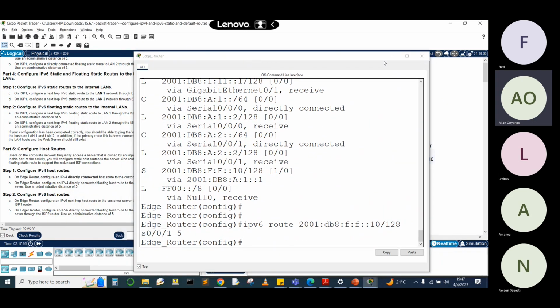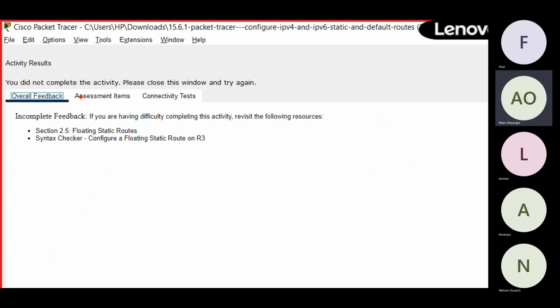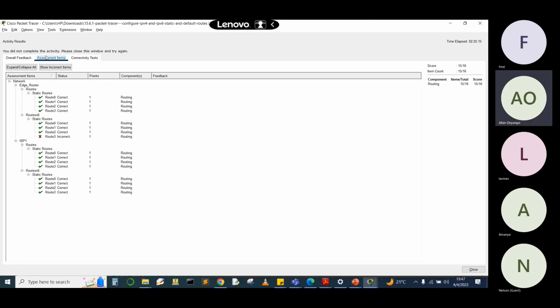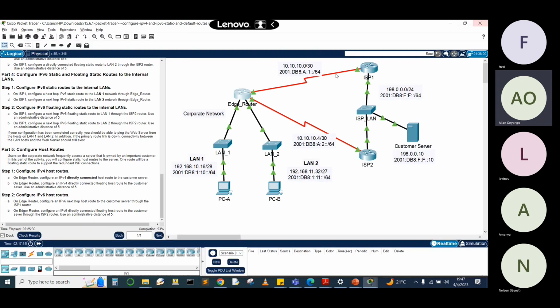But without doing that, what I can do is go to check results right here. Once you click check results, you need to click assessment items. I need to see that this on router 3. Something is incorrect here. On the edge router. Yes, router 3. And I think that is what might be the problem.